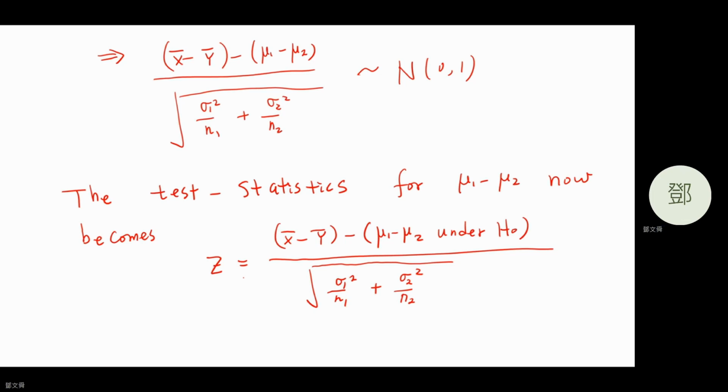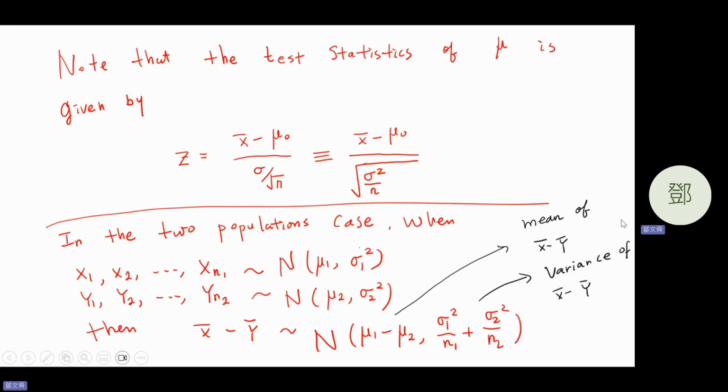See this? This is why I have to mention this term, sigma 1 squared over n1 plus sigma 2 squared over n2. Why did I mention this? You will know. When it is one population, the parameter is the square root of n sigma, but I prefer this.